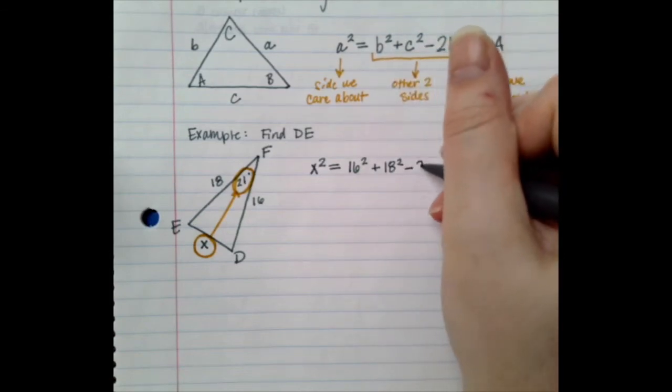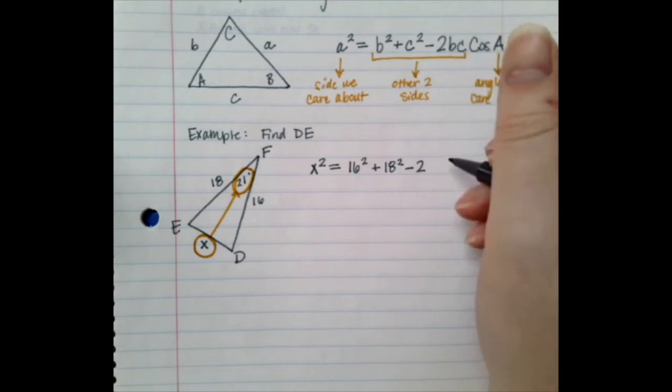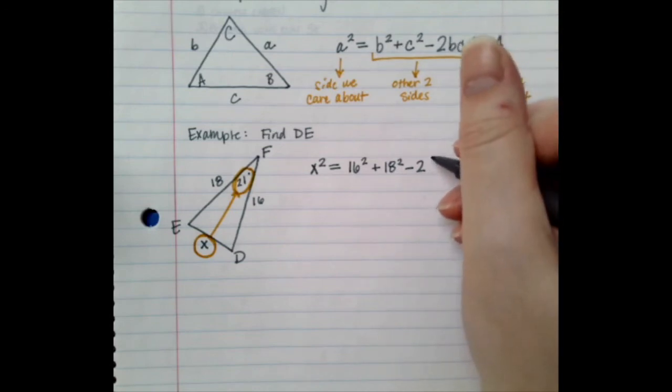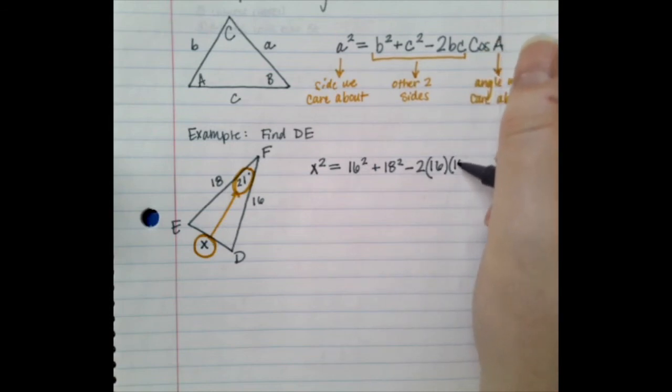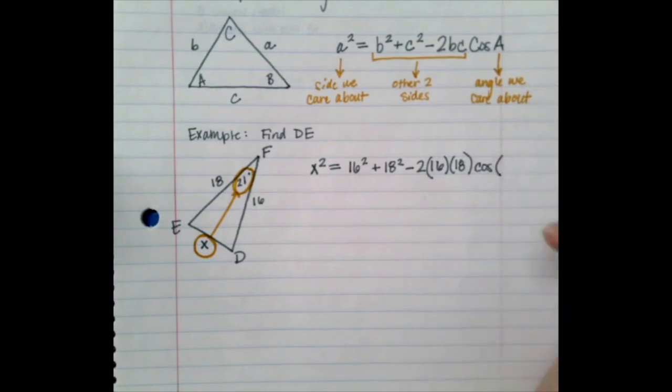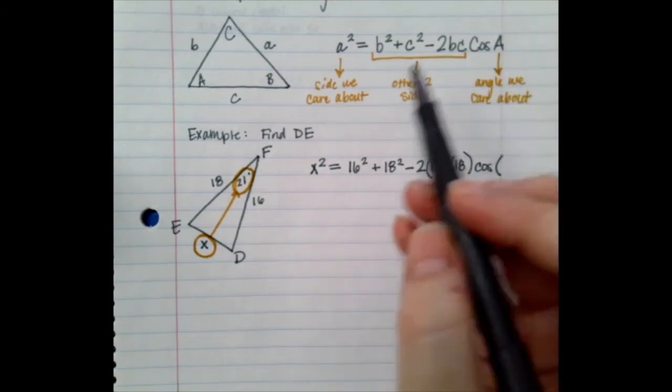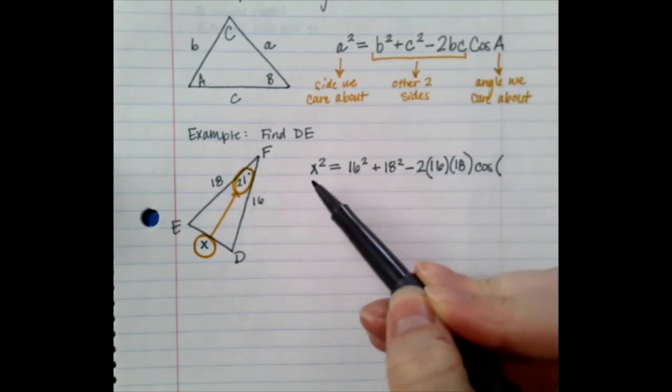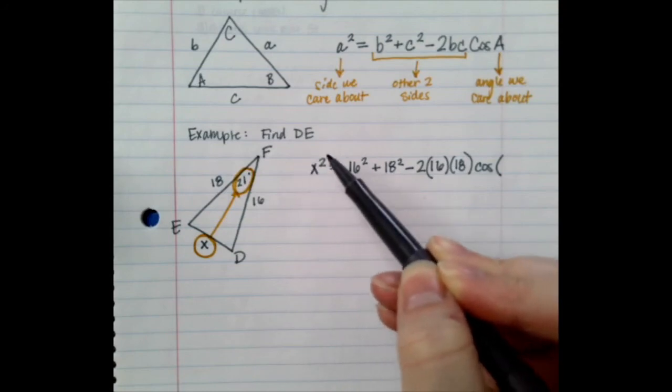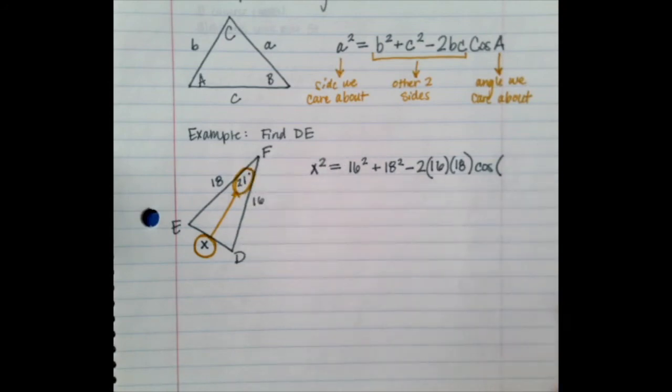Then we have minus 2. And then these are all squished together, so I will need to use parentheses over here. 16 and 18. And then the cosine of this angle, the angle we care about. And again, it's circled. So it's nice that the side on the left is circled and then the angle on the right is circled. So we have 21.